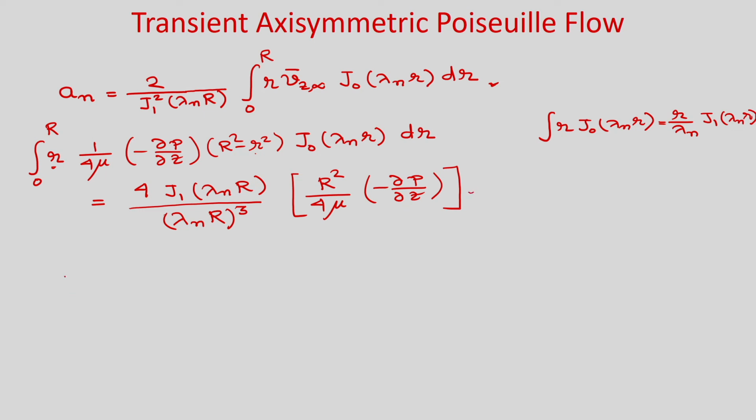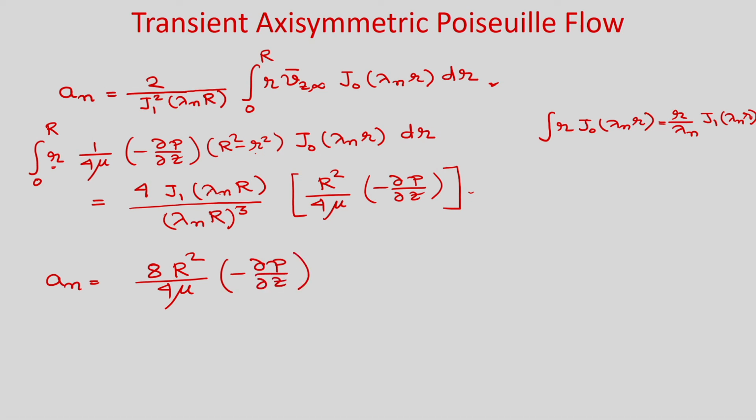So, you can see A n will become, now you can see in the denominator you have J1 square lambda n R, and in the numerator you have J1 lambda n R. So, one will get cancelled, 2 into 4 will become 8. So, you will get 8 R square by 4 mu minus del p by del z.